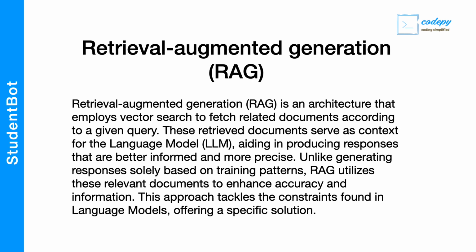Next, retrieval augmented generation RAG. Retrieval augmented generation RAG is an architecture that employs vector search to fetch related documents according to a given query. As we have discussed previously, LLMs do not have knowledge of recent information or information outside of the LLM's learning source. So if you want to generate something from the real source, we feed in data, and that feed-in data concept is called retrieval augmented generation. Unlike generating responses solely based on training patterns, RAG utilizes these relevant documents to enhance accuracy and information. This approach tackles the constraints found in language models, offering a specific solution.